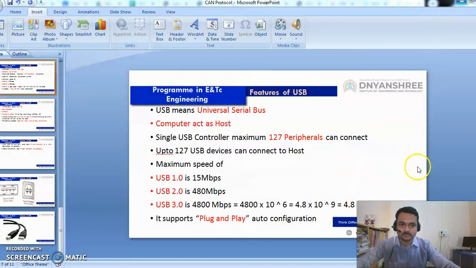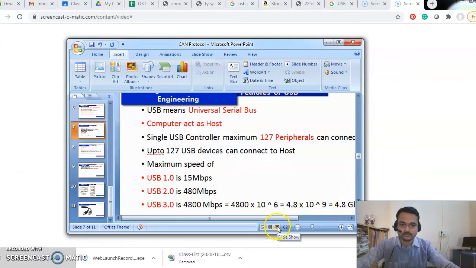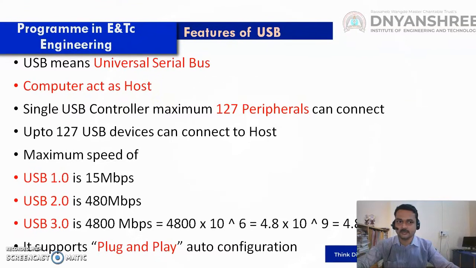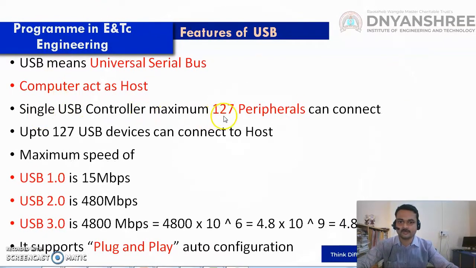First of all, we'll see USB. Features of USB. USB means Universal Serial Bus. It is the long form of USB. In this USB, the computer is acting as a host, and with a single USB controller, a maximum of 127 peripherals can connect to the single USB port. Up to 127 USB devices can connect to the host computer.